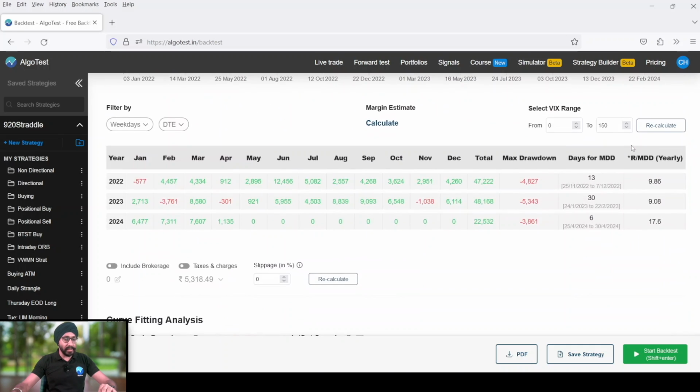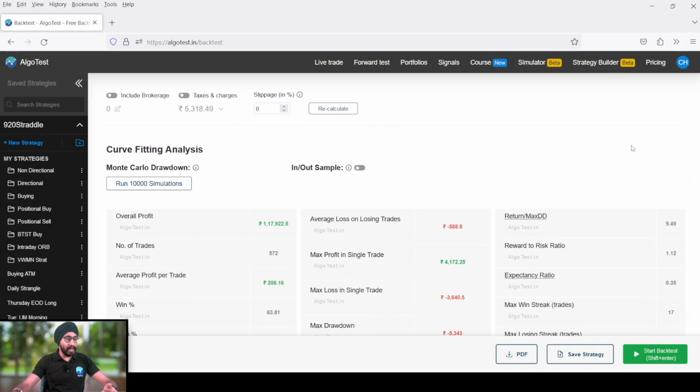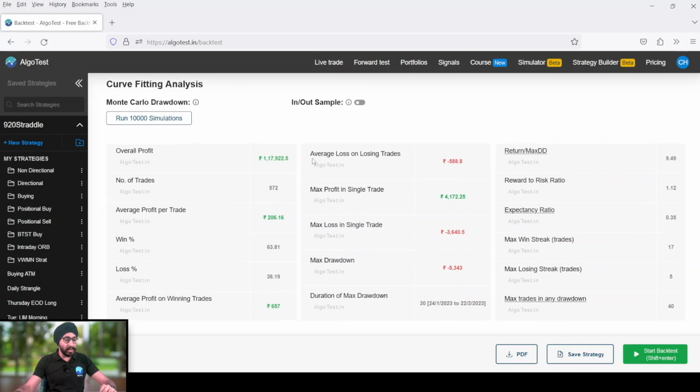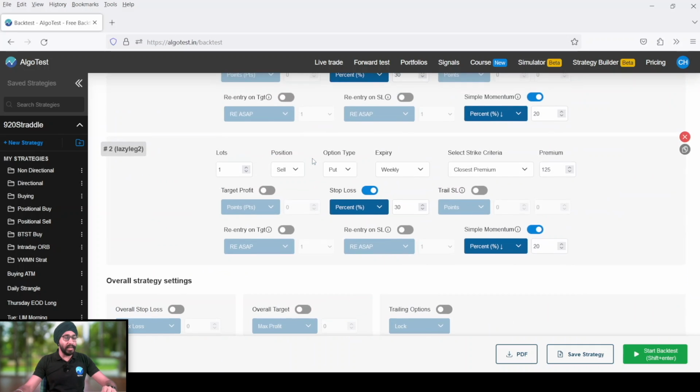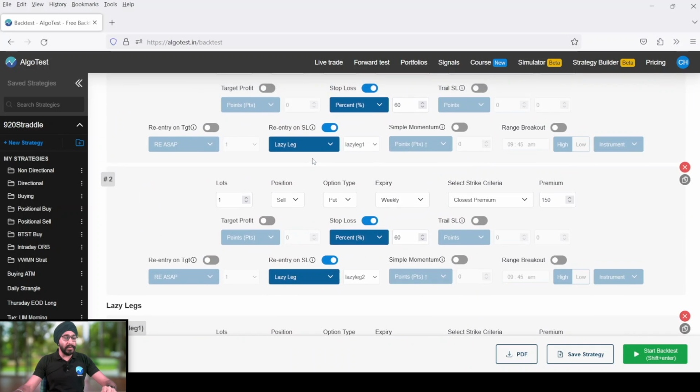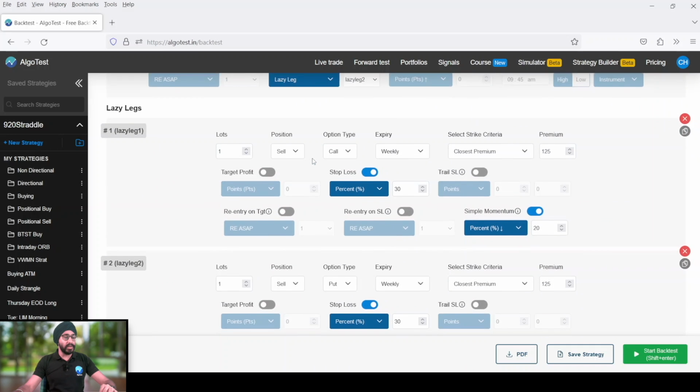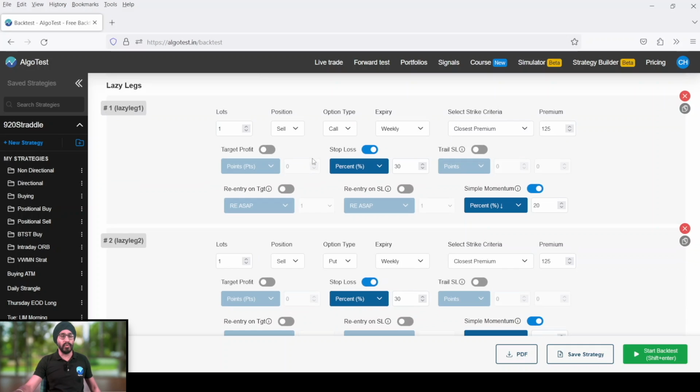So you can see my stats. My stats look decent. You can add your taxes and your slippages. But more importantly, you should definitely play around with this feature. There are so many permutations and combinations I can do with this. From selling a call, I can buy a call. I can sell a put.